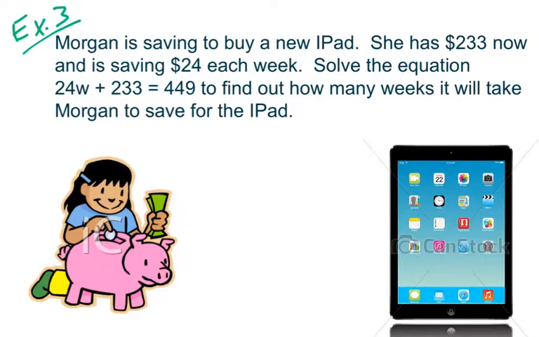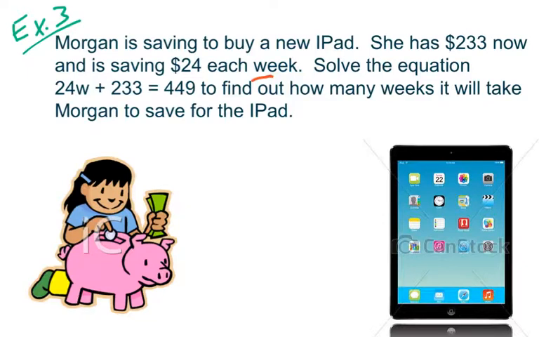Well, let's check this out. We've already written the equation, but let's talk about what it means. The W comes from the word week. So that means $24 per week, or each week. So that's the groups of weeks, which is why we are multiplying. And we're adding 233 because she already has $233. So that's like her starting point. And then this is her total that she needs, the 449. That's how much the iPad costs.